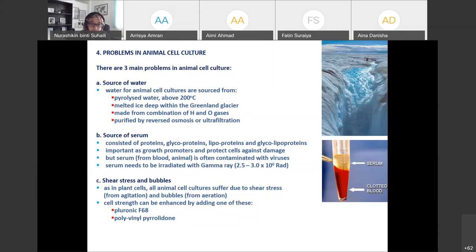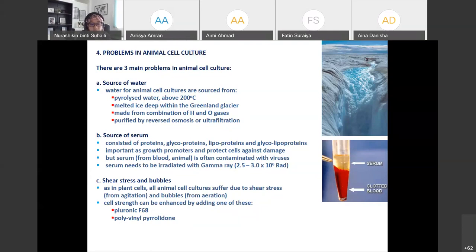And not just about the cost of the serum, but also the nature of the serum, which is often contaminated with viruses. So that is the preparation of the serum before it is to be used for the animal cell cultures. That is also a cost. It needs to be irradiated with gamma ray compared to microbial fermentation or media. They don't have that much requirement compared to these animal cell cultures.